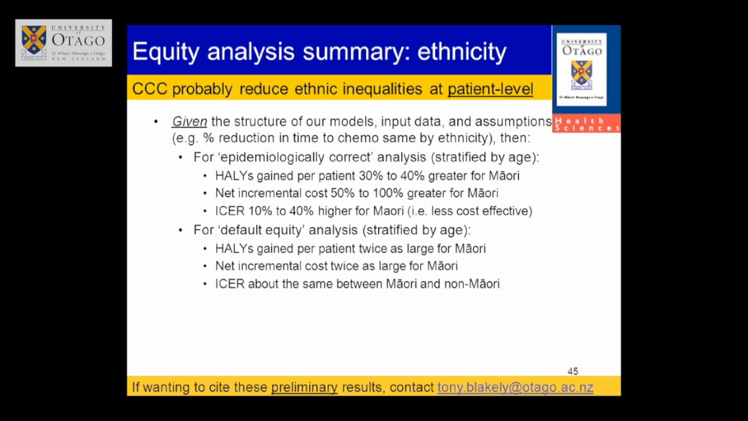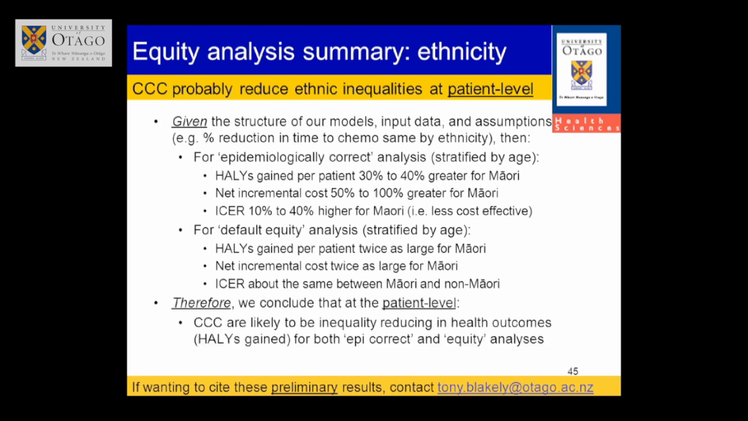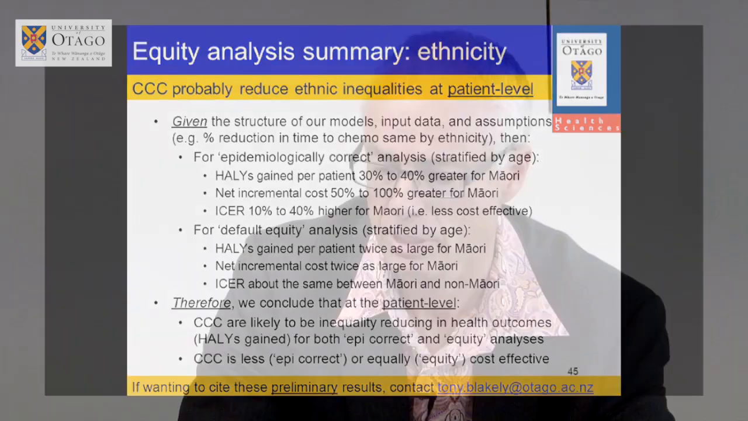For what we're calling our default equity analysis, though, the HALYs gained per patient are now twice as large for Māori. The net incremental cost is twice as large, therefore the ISA is much the same. And this is the type of parameters we'll be exploring with policymakers to see how they find that useful. Therefore, we conclude that at the patient level, cancer care coordinators are likely to be inequality reducing in health outcomes, that's the HALYs gained, for both the EpiCorrect and equity analysis. But cancer care coordinators are either less or equally cost effective, depending on which way you look at it. So that's how we're introducing our quantification of equity into the analyses.